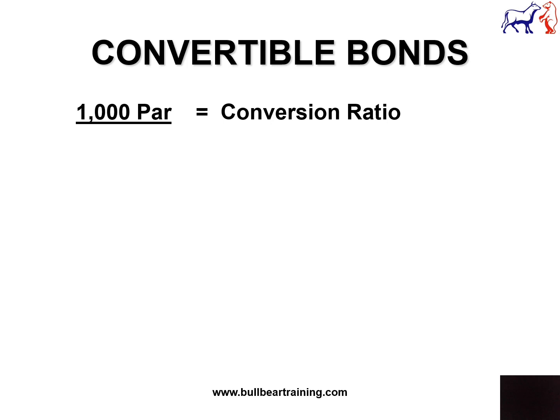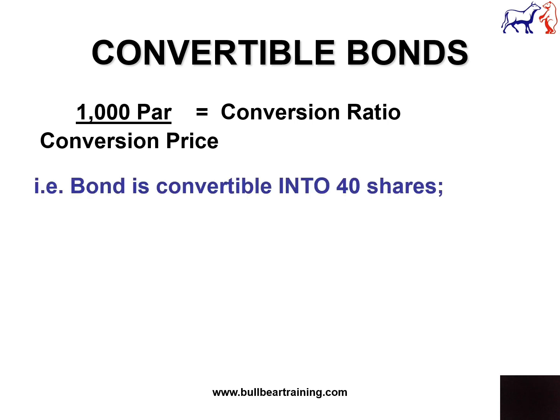To solve for the conversion ratio, you've got to know that the $1,000 is the par value for the bond, and you divide that by the conversion price. They will always give you at least two to three variables to put in the formula. So the bond is convertible into 40 shares. Now, that 40 shares is the conversion ratio. So they implicitly gave you the conversion price. In this case, it's $25. One bond is convertible into 40 shares of stock at the price of $25.